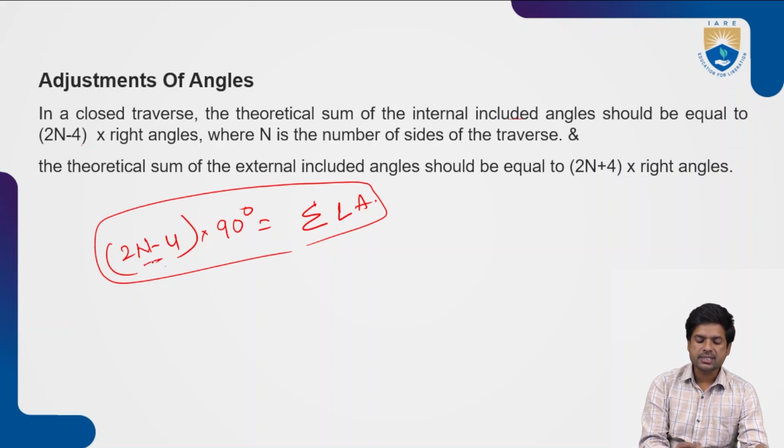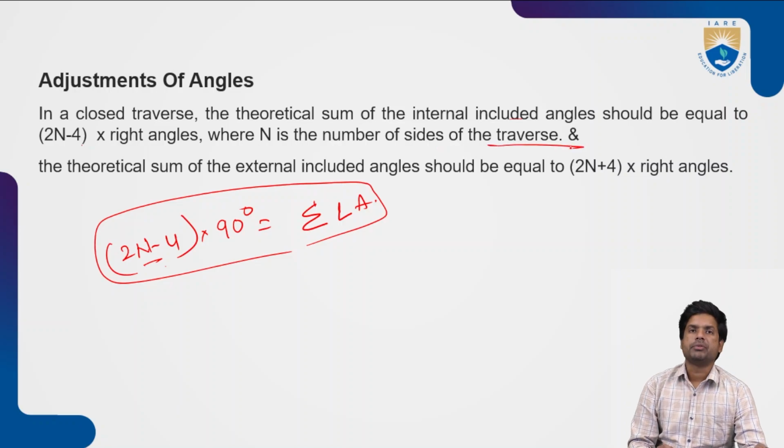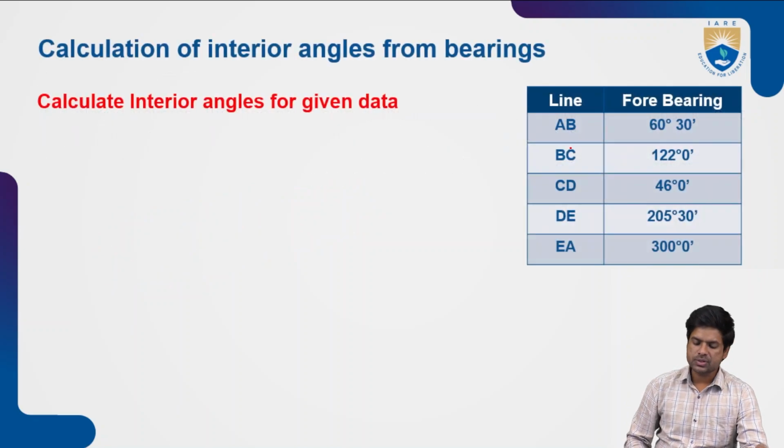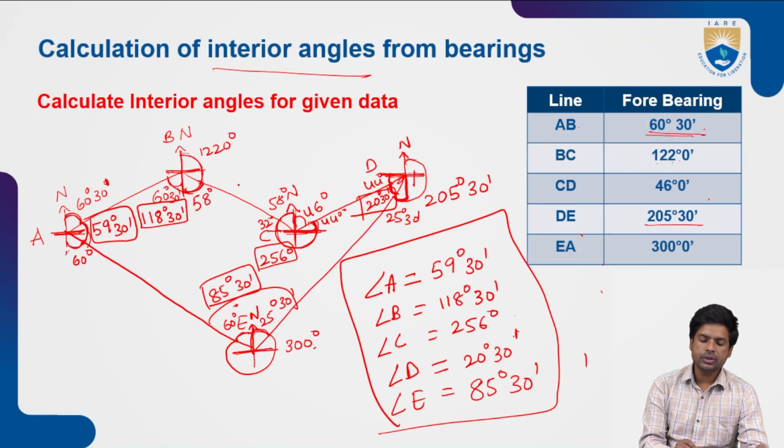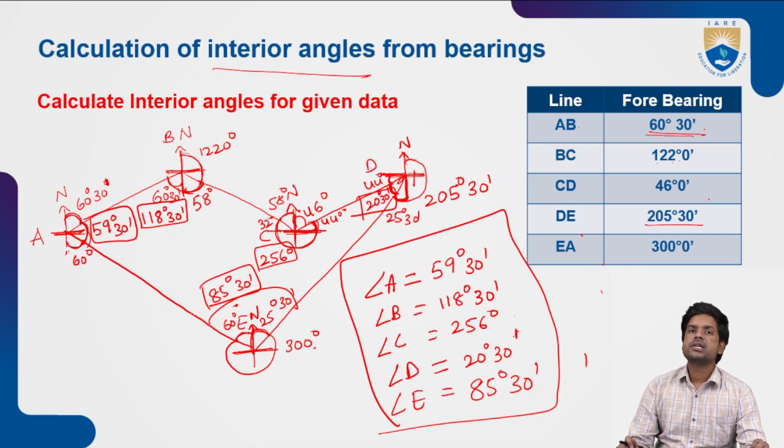So where n is the number of sides of a traverse. In the previous example you have seen, here we have how many sides? 1, 2, 3, 4, 5. So here we have 5 sides. In place of n we are going to substitute the value of 5.